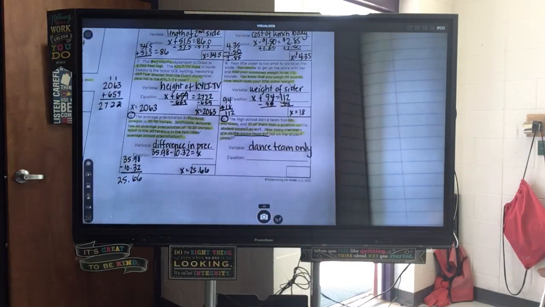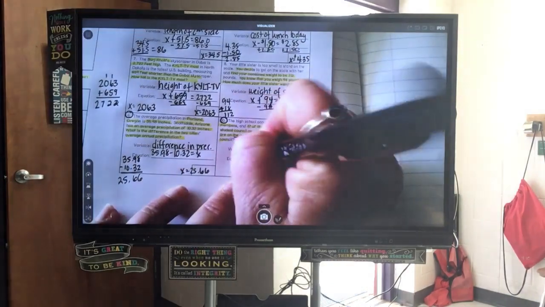It says the high school dance team has 88 members and 17 of them hold a position on the student council as well. How many members are on the dance team but not on the student council? All right, so obviously our variable is the dance team only. And what is our equation going to look like? Camden? X plus 17 equals 88. No. This is special, just like number 1 and number 2, so your variable is going to be your answer for this one. Olivia? 88 minus 17 equals x.